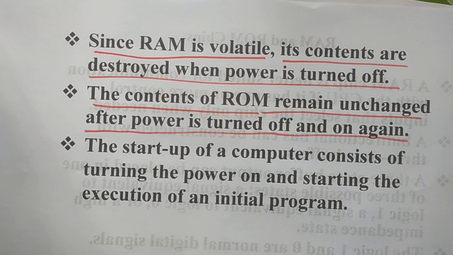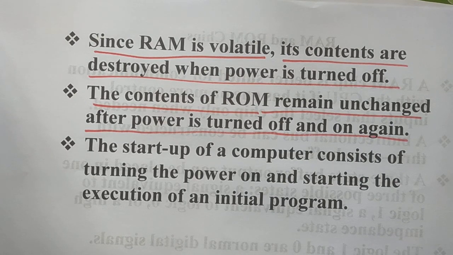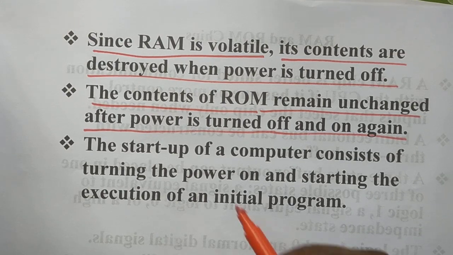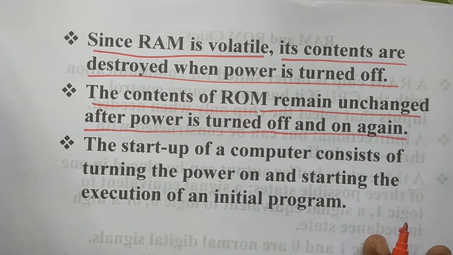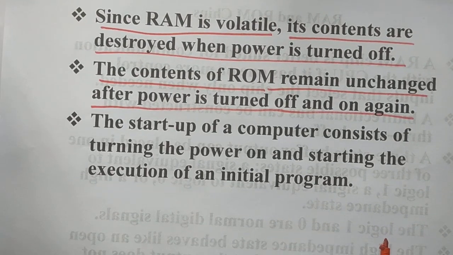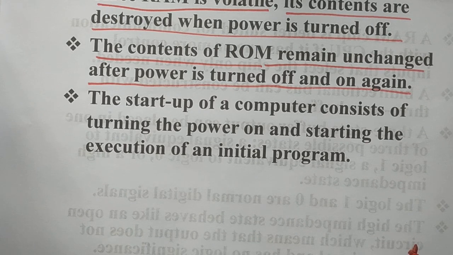Okay, another concept of that is ROM and RAM, like we also defined through only, that is volatile and non-volatile. For that reason, RAM is volatile, where data is not permanently stored. If we go through ROM, data is permanently stored. Okay. And the startup of a computer consists of turning the power on and starting the execution of an initial program.